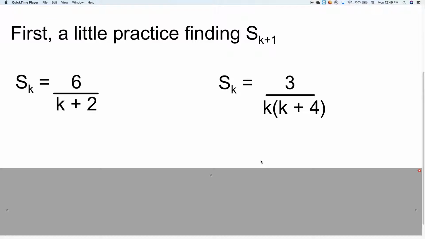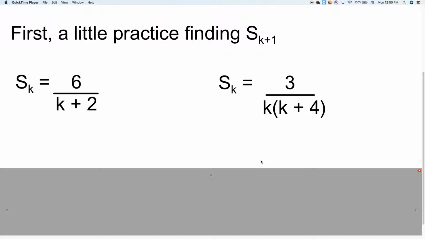Not all proofs by induction have to be for sums of series, but because that's what we learn in Chapter 9, that's where they're introducing proof by induction. That's the type of proof that we're going to be doing. Okay, so I give you up here two S sub k's. Now let's look at this first one.